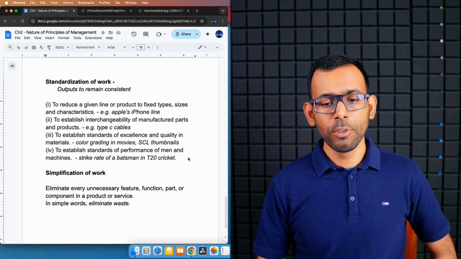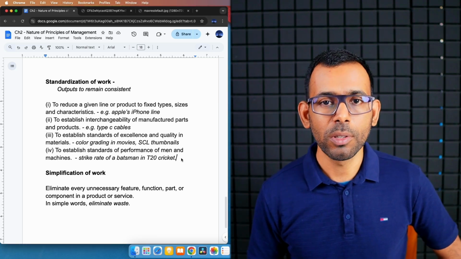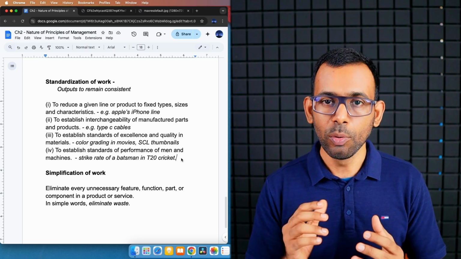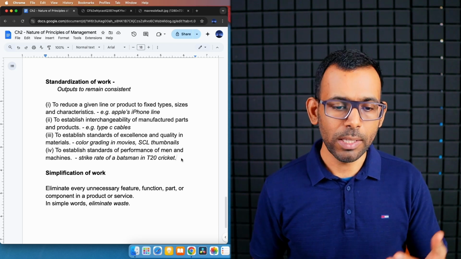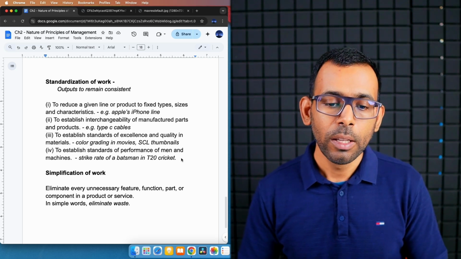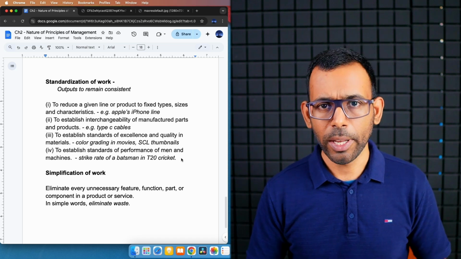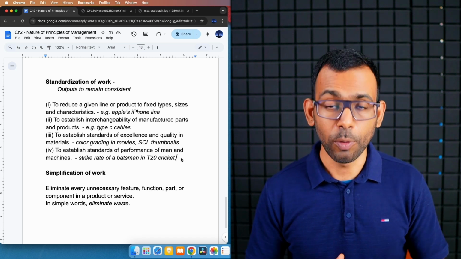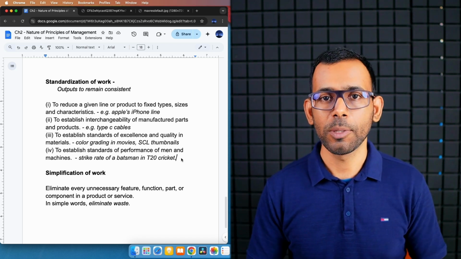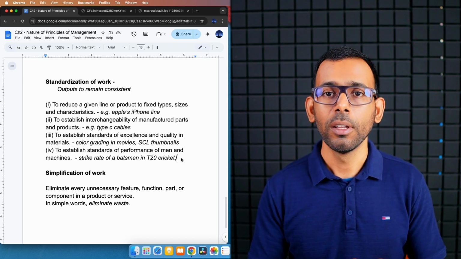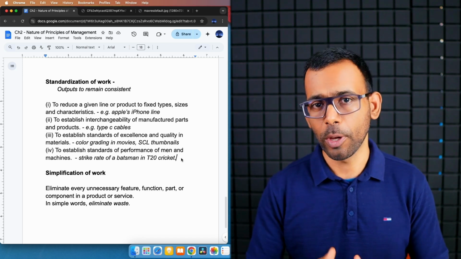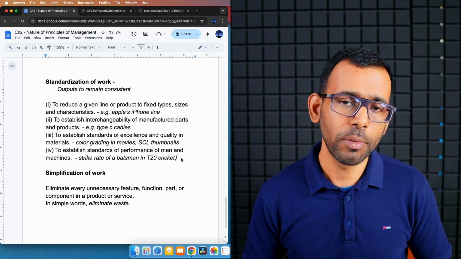So whenever I review the performance of men and machines, I have to uniformize the metric that I'm using to review the performance. To give you an example, strike rate of a batsman in T20 cricket. Let's say you are evaluating players for T20 cricket. How do you select them? If you want to select batsmen, then you will see the strike rate aspect, right? Today, strike rate is the most basic metric, the most used benchmark to evaluate players' performance in T20 cricket.